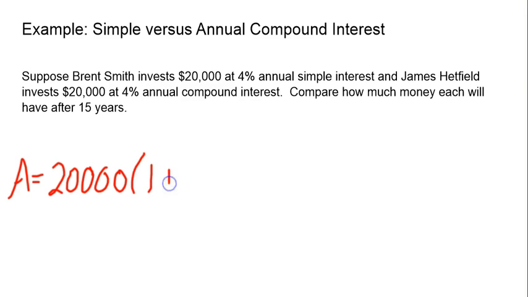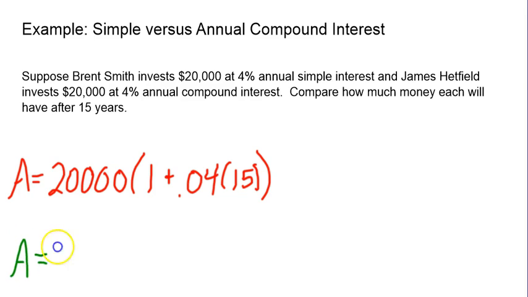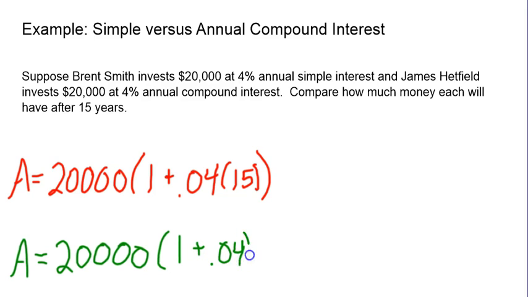It's 1 plus, our interest rate is 4%. If we write that as a decimal, 0.04 times the number of years, which is 15. So here's an equation we could use to find out how much money Brent Smith would have. Now if we set up the second equation, James Hetfield, the amount is equal to $20,000 times 1 plus our rate, which is 4%, raised to the 15 power.